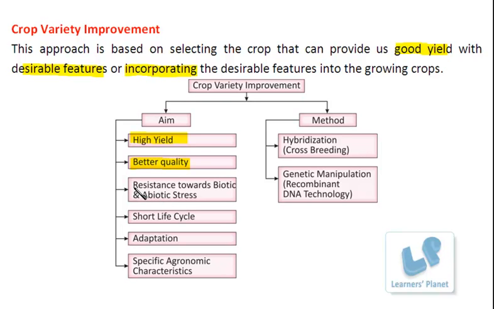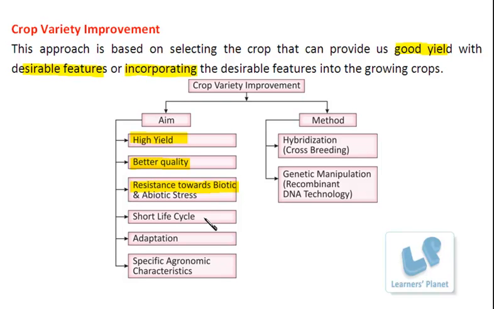Another aim is resistance towards biotic and abiotic stresses. Now these plants, whatever is grown in the particular land, should have good tolerance power towards the stress factors. Suppose there are some disease causing agents in a particular area, so the species of plants selected should be resistant to these particular agents. Got my point? This is how plants having high tolerance power should be selected.